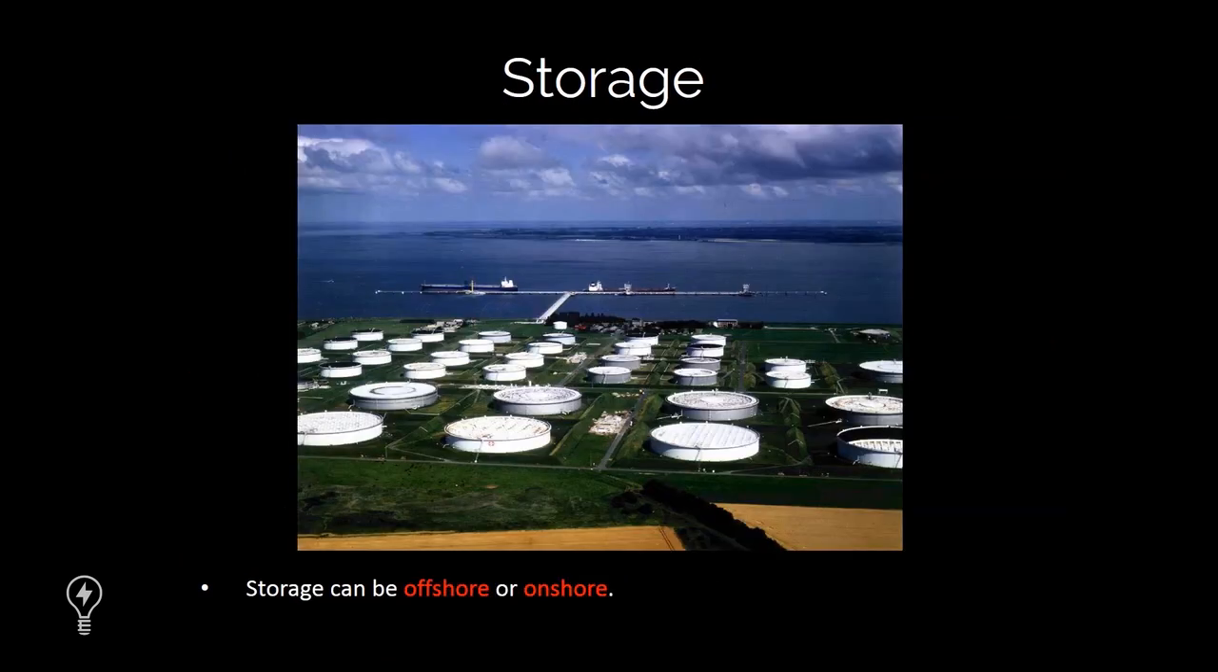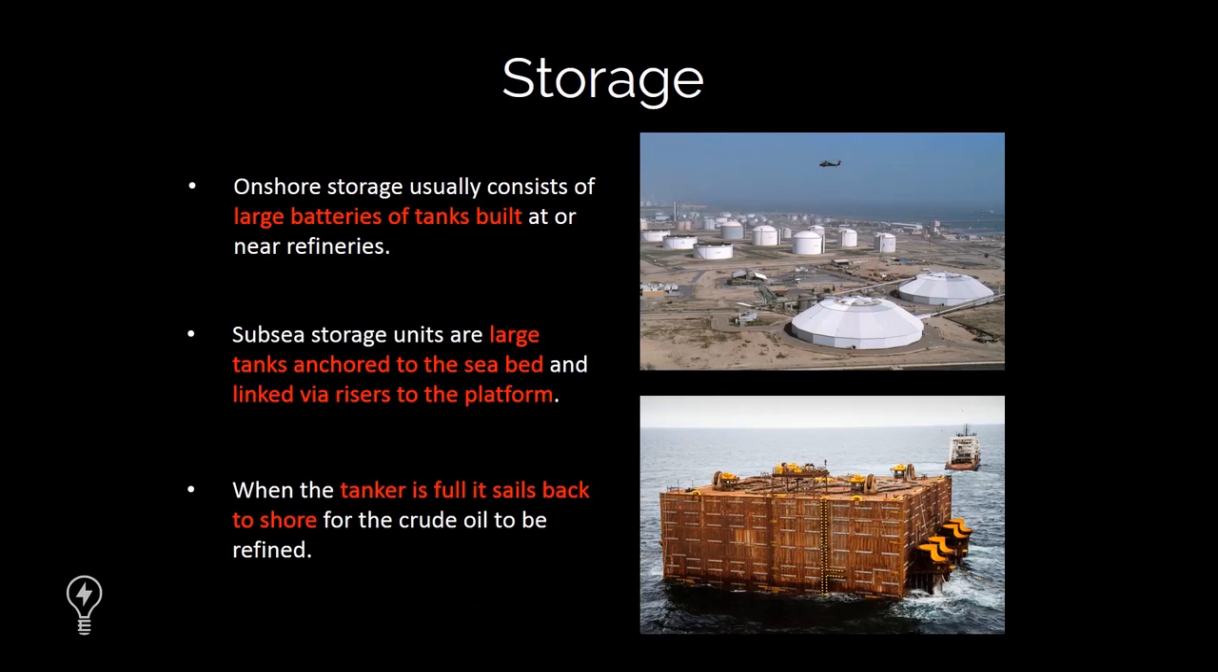Now let's move on to storage of crude oil. Storage can either be offshore or it can be onshore. Here we have an example of onshore crude oil storage tanks in Germany. Now, onshore storage usually consists of large batteries of tanks near refineries. Like here, we can see oil storage tanks in Kuwait. We also have subsea storage units, which are huge large tanks anchored to the seabed and linked via risers to the platform. Now, once the tanker is full, it then sails back to shore for the crude oil to be refined.